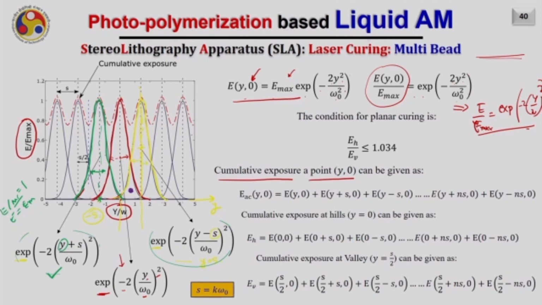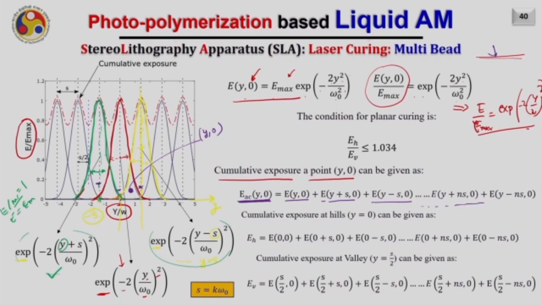Okay, so now first let us start with the random point like I have mentioned, and I am calling it y, and as it is on the top of the surface it will be (y, 0), of course. So, this particular point will be called the cumulative energy exposed at this particular point: E(y, 0) equals the energy exposed due to this pass, that is E(y, 0), plus the energy exposed by this particular pass, E(y + s, 0), then this particular pass E(y - s, 0) and so on. It will keep on going. We will add all of them.